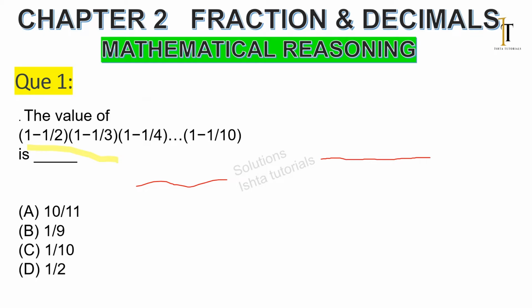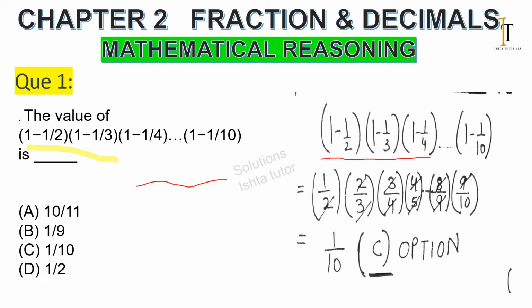Question number 1. The value of (1 minus 1 by 2) (1 minus 1 by 3) (1 minus 1 by 4) till (1 minus 1 by 10) is: option A 10 by 11, B 1 by 9, C 1 by 10 and D 1 by 2. So students, here we need to solve it bracket-wise. Let's check the solution.